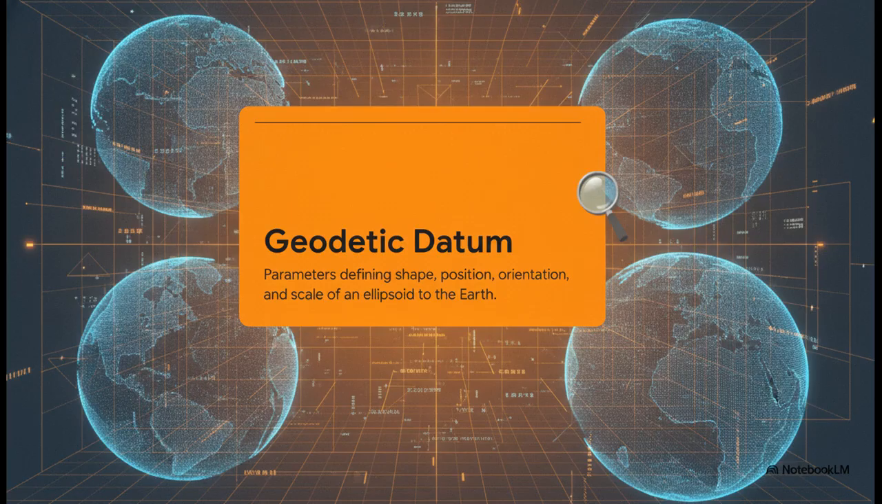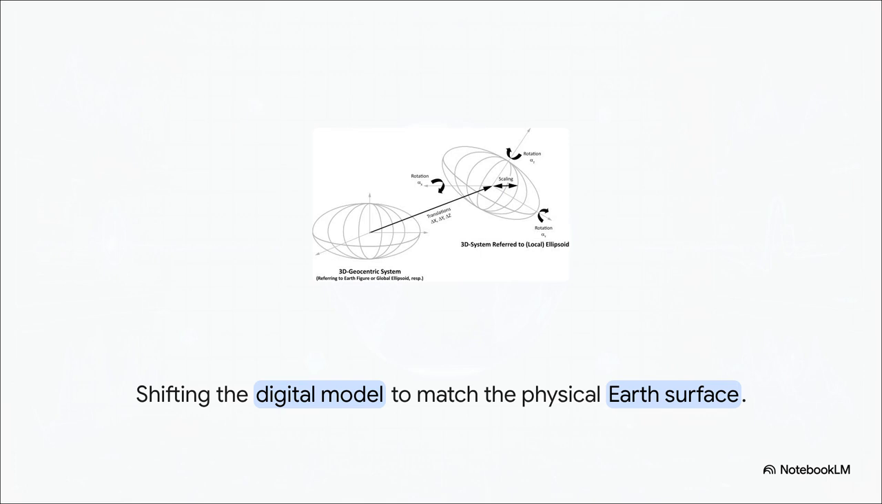By definition, a geodetic datum is the complete set of mathematical parameters that defines the shape, position, orientation, and scaling of an ellipsoid relative to the Earth's actual physical body. Think of it as the ultimate integration tool. It's the mathematical anchor that binds our holographic coordinate grid to the lumpy physical planet beneath our feet. And this brilliantly illustrates how datum transformations work. To make a perfect mathematical ellipsoid fit a specific bumpy part of the physical Earth as closely as possible, we literally have to shift, rotate, and scale the entire digital model in 3D space to make it lock in.